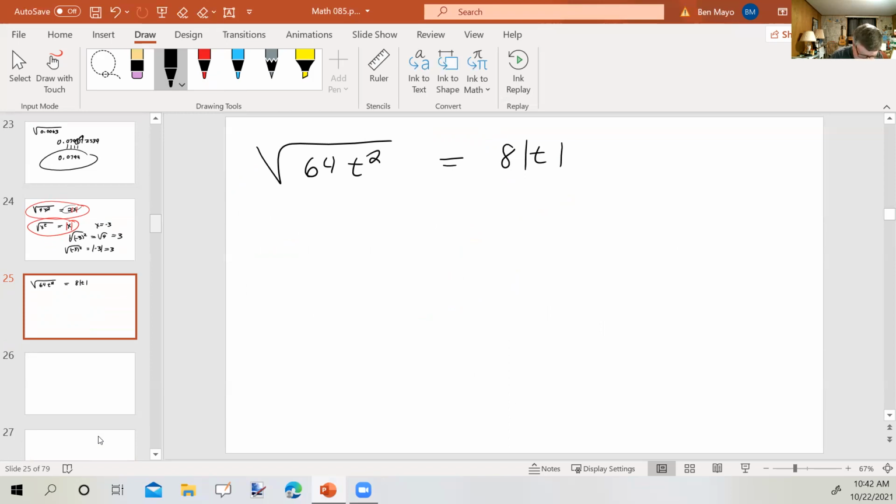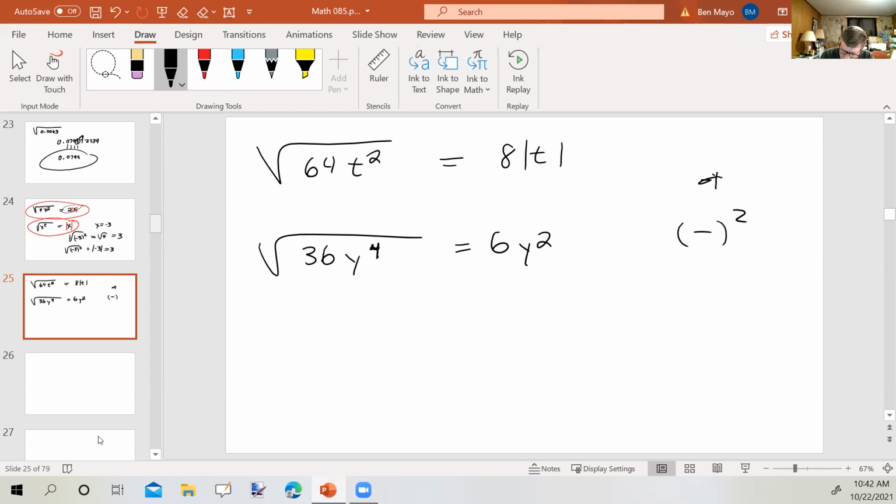What about this one? The square root of 36 y to the 4th. Well, the square root of 36 is 6. The square root of y to the 4th is y squared. Now, then the question is, do I need absolute value bars around the y squared? No, I don't, because even if y is negative, if you take some negative number and you square it, you're going to get a positive number. So this is going to be non-negative no matter what.